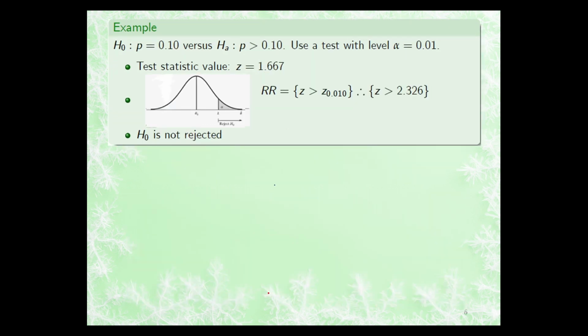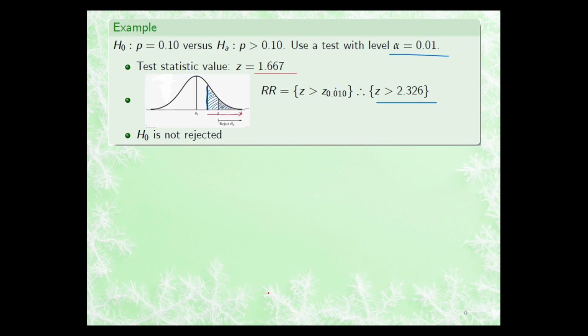Now, let's look at another example. So here we have a right-sided test. This is now for proportion, and we have alpha is 0.01. So again, we can find our critical value. And in this case, we have a z value. Our test statistic is 1.667.